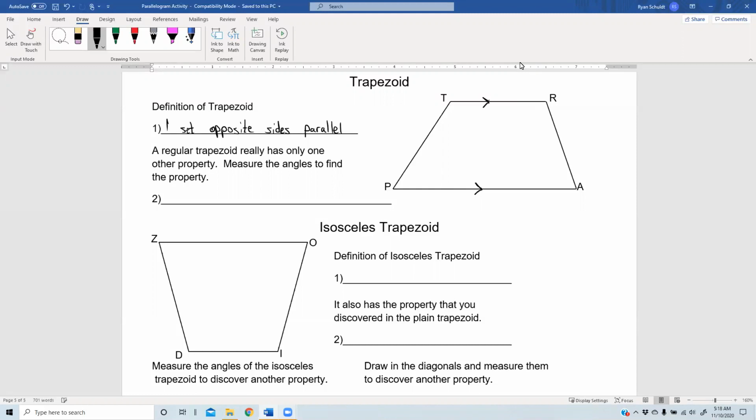Okay, well, I'm going to measure them. Let's see, this one's 123 degrees. This one's 57 degrees. This is going to be 71 degrees. And this one's going to be 109.